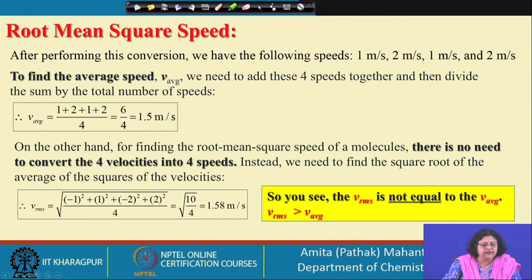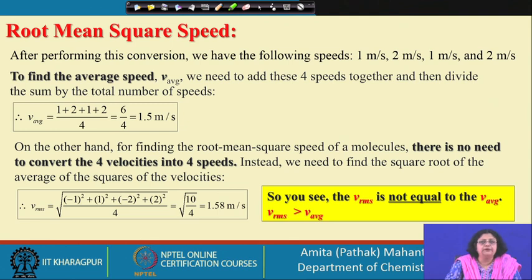If you remove the signs, you get all positive terms. You remove the signs to get the scalar quantity of speed. Instead of talking about velocity, we are talking about speed now. So, the average speed will be what? We add all the speed values, 1 plus 2 plus 1 plus 2, divided by 4, the total number of molecules, and you get 1.5 meters per second.